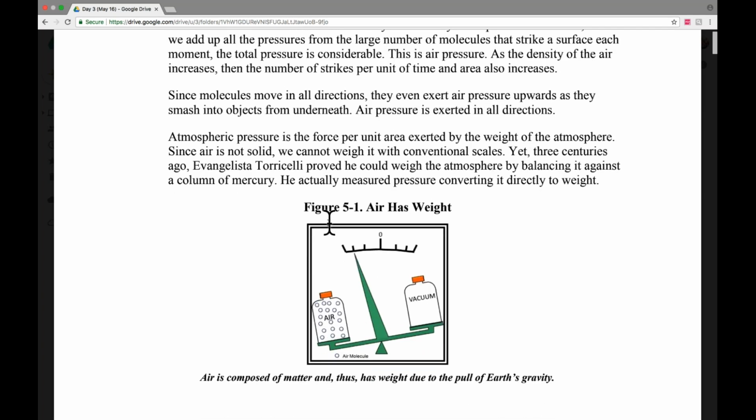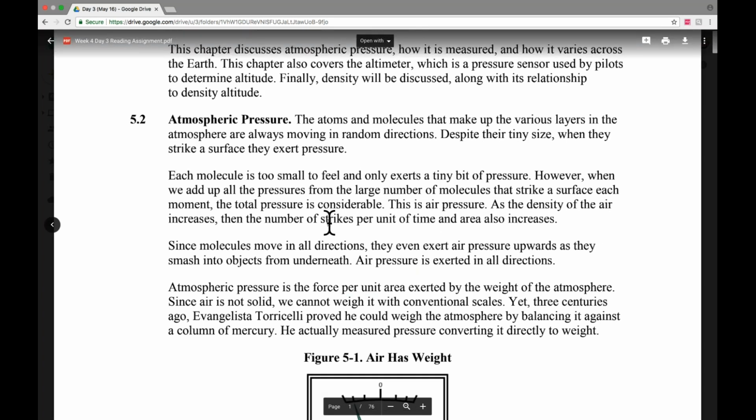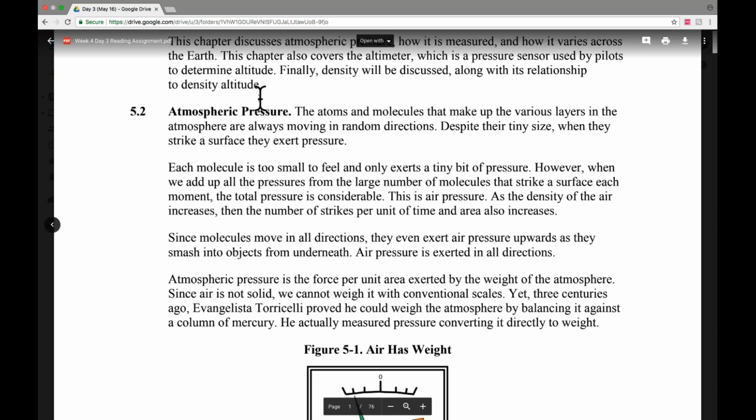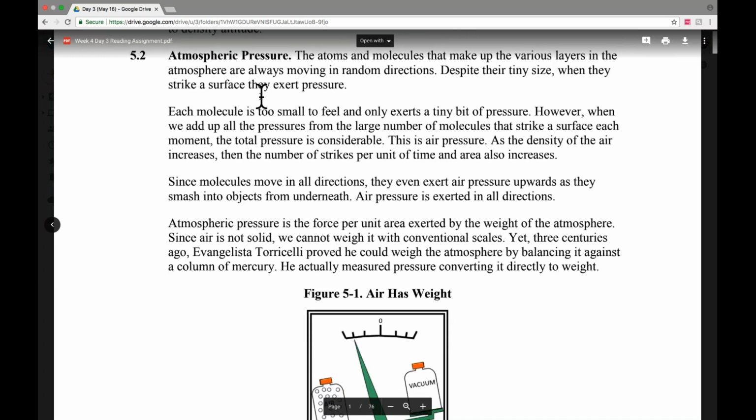So let's talk a little bit about that parcel of air that I've been frequently referring to. The atoms and molecules make up various layers in the atmosphere and are always moving in random directions. Despite their tiny size, when they strike a surface, they exert pressure. Each molecule is too small to feel, and exerts only a tiny bit of pressure. However, when we add up all the pressures from a large number of these molecules that strike the surface each moment, the total pressure is considerable. This is the air pressure.